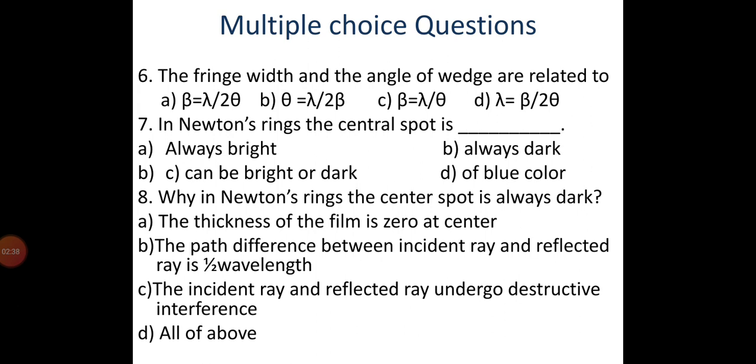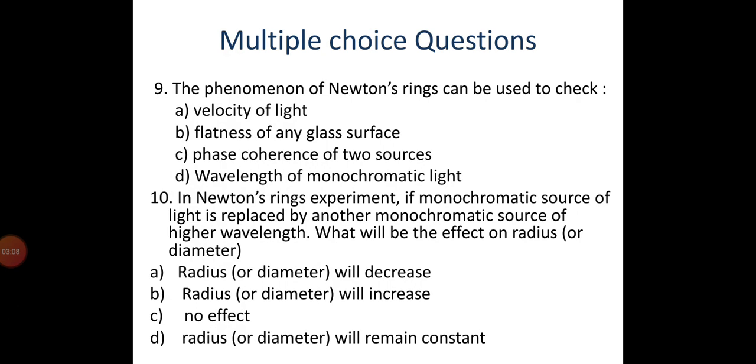The next question: in Newton ring, the central spot is always bright, always dark, can be bright or dark, or of blue color. Choose the correct option. Next question: why in Newton ring is the central spot always dark? The first option is the thickness of film is 0 at center. The path difference between incident and reflected ray is half of the wavelength. The incident ray and reflected ray undergo destructive interference, or all of the above. You just try to give the correct option.